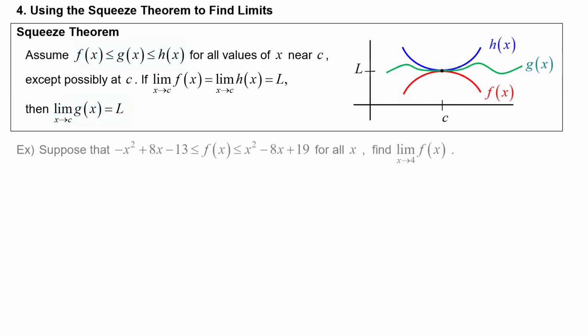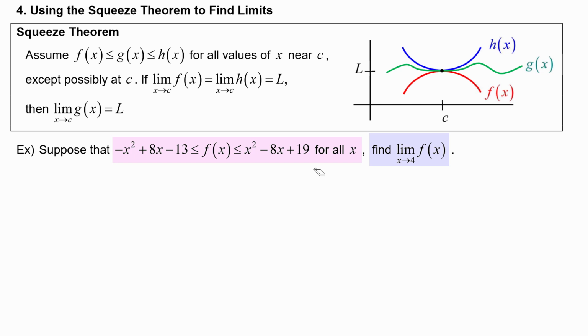Let's take a look at an example. Suppose that negative x squared plus 8x minus 13 is less than or equal to f of x, is less than or equal to x squared minus 8x plus 19 for all x. Find the limit as x approaches 4 of f of x.